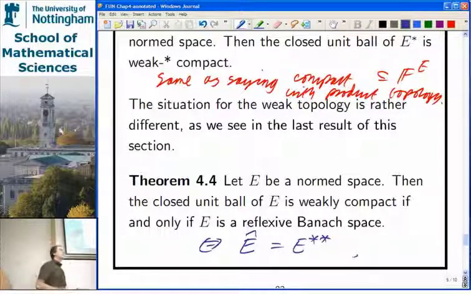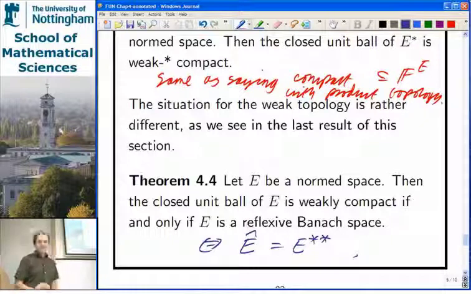One way around is easy. If E hat is E double dual, then the closed unit ball of E is just like the closed unit ball of E double star, which is weak star compact, which means the closed unit ball of E is weakly compact. So that's how it works. But it's the other way around that's harder, and uses all that stuff about things being weak star dense and so on that you'll find mentioned earlier in the section.